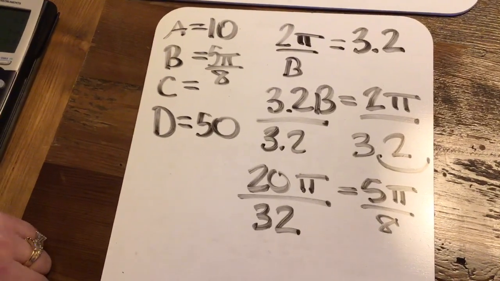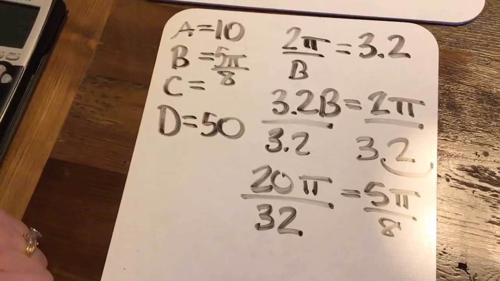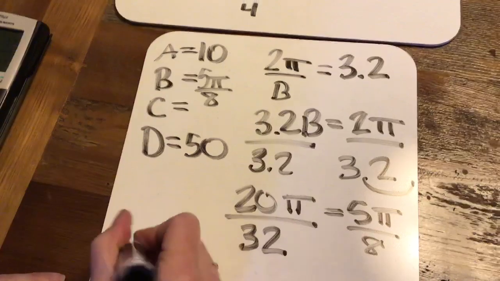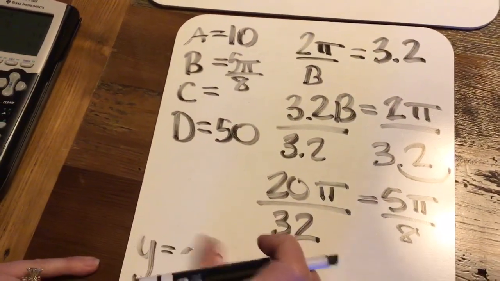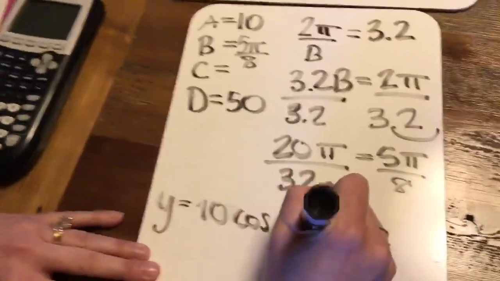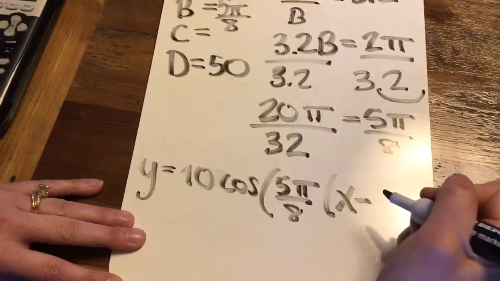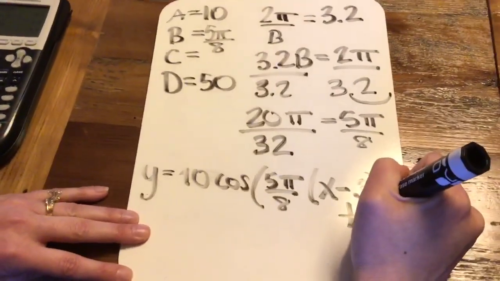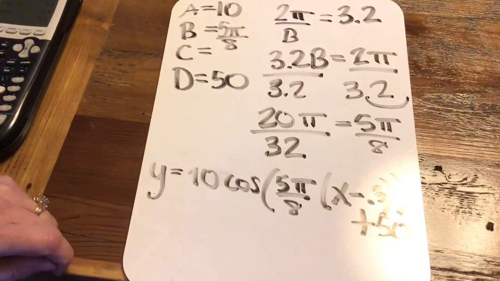So to do my cosine, I'm going to go ahead and use the very first maximum that they gave me, which is at 0.3. That is a maximum, so it'll be positive cosine. Y equals, oh, don't forget my 10 here, 10 cosine of 5 pi over 8 times x minus the 0.3, and then plus my D, which in this case is 50. So that's my cosine equation.